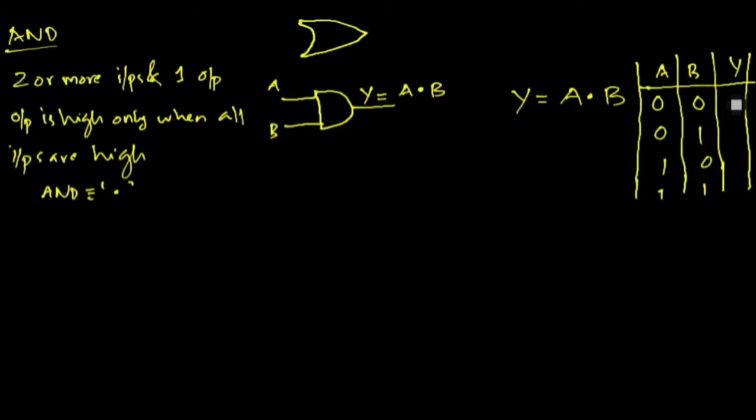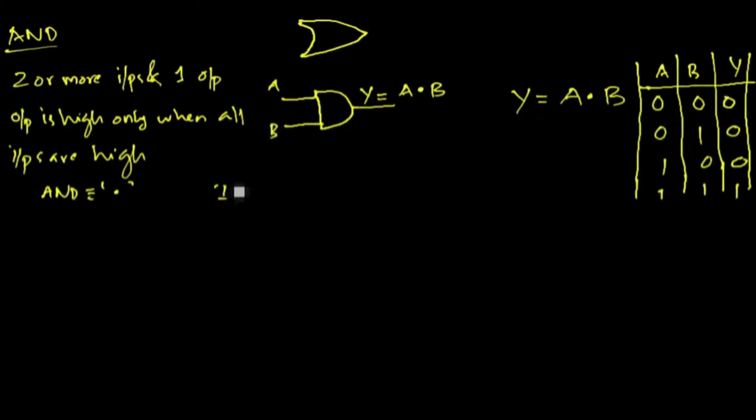The output of the AND gate is high only when both the inputs are high. Here both the inputs are low, so output is 0. Here one of the inputs is 0, that is A is 0, so output is 0. Here also B is 0, that is one of the inputs, so output will be 0. Then here both the inputs are high, so output will be 1. So this is the truth table for a logical AND gate.